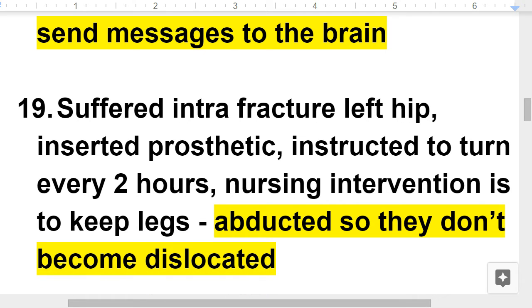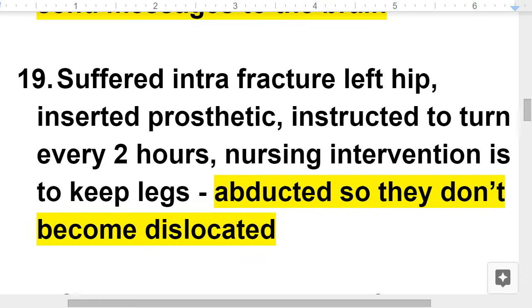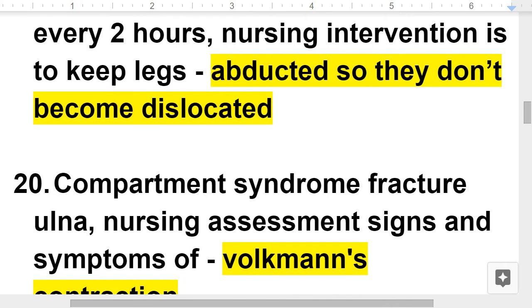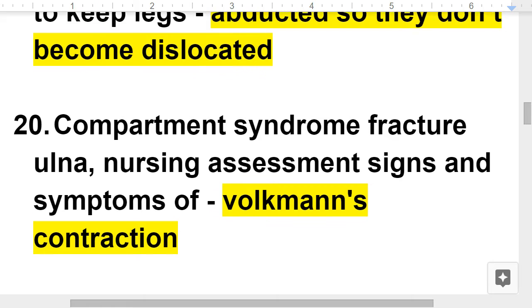Patient suffered an intertrochanteric fracture of the left hip with a prosthetic inserted, instructed to turn every 2 hours. Nursing intervention is to keep the legs abducted so they don't become dislocated.